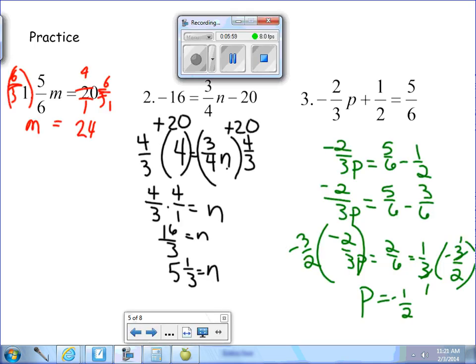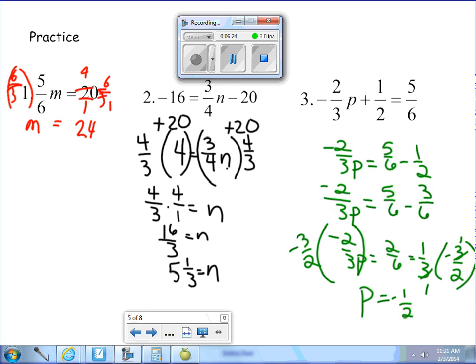Okay, notice in 1, we started off with 5/6m is equal to 20. We multiplied each side by the multiplicative inverse of 5/6. Then we simplified. It was 20 over 1 times 6 over 5. We simplified before we multiplied. 4 times 6 is 24. 24 over 1. Final answer is m is equal to 24.